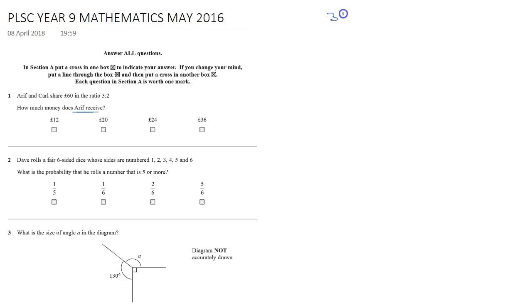So the ratio is 3:2. This is question number 1. So this is 1, 2, 3 parts, and he received 2. So in total we have 1, 2, 3, 4, 5 parts and 60. So divide 60 into 5 parts. 5 times 1 is 5 and 5. So each part has a value of 12.